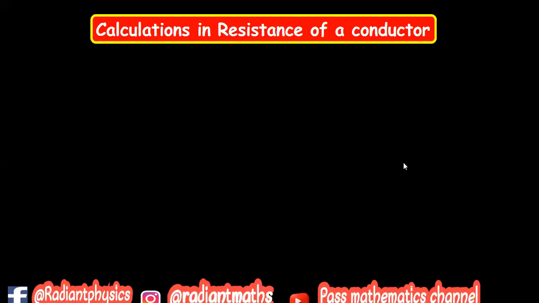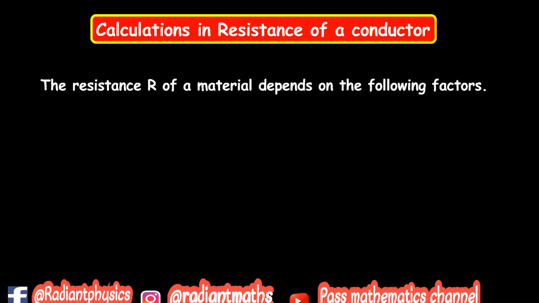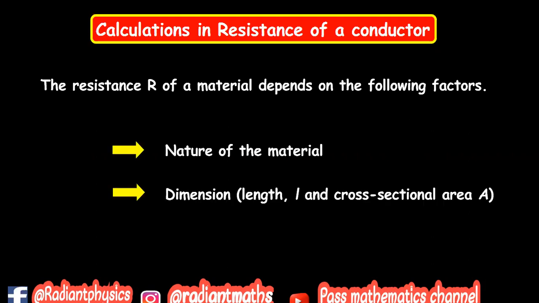Hello, in this video, I'm going to teach you the calculations in resistance of a conductor or a certain wire. But before we continue, you need to understand that the resistance of a material depends on the following factors, which are just three. The first is nature of the material. Number two is dimension, which has to do with the length and cross-sectional area. And then we have the last, which is the temperature.